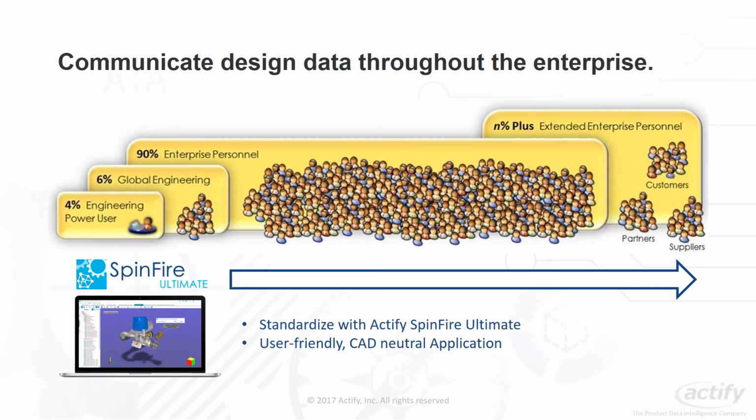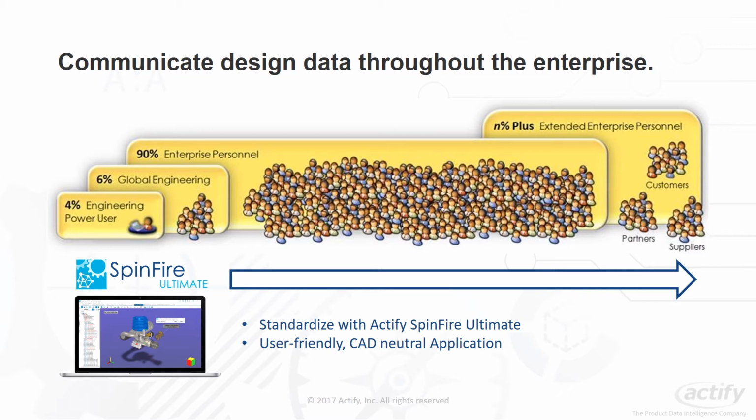So using SpinFire Ultimate, Actify can unlock this engineering information and make it available and accessible to the wider enterprise. There are many job functions around the enterprise that require information that comes from within engineering documents and CAD files to support their daily work. And SpinFire Ultimate is designed to provide the enterprise with a cost-effective tool for accessing CAD files and engineering information.